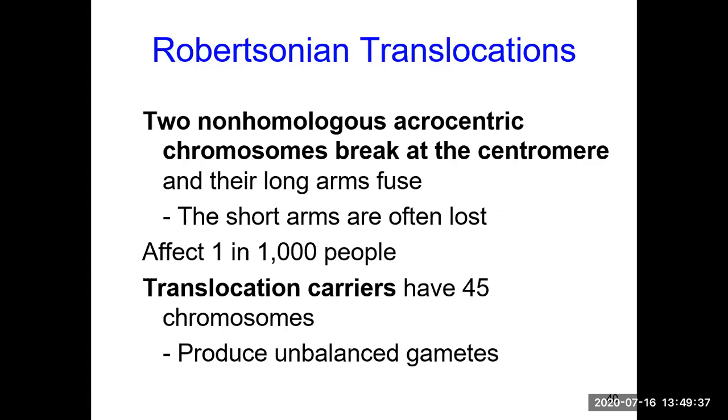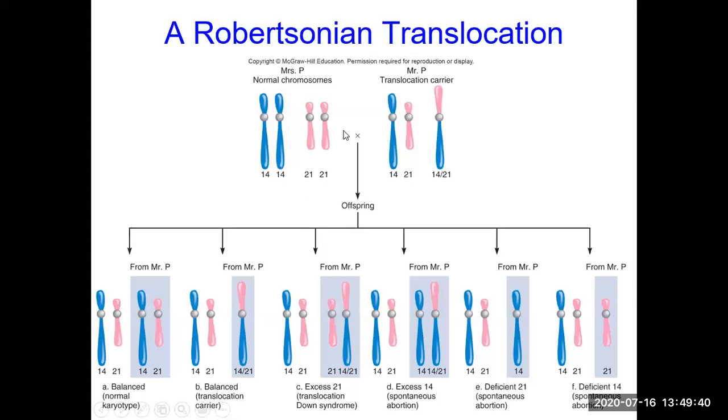If you can see here, a Robertsonian translocation, let's see here. So this is Mrs. P, and this is her chromosome number 14. You see 2 blue ones, a pair of chromosome 14 and a pair of chromosome 21. And this is Mr. P. Mr. P should also have 2 normal blue and 2 normal pink, but instead what you see here is this: 1 normal pink is here, 1 normal blue is here, and then for the other blue and pink, the small arms were gotten rid of, and the 2 long arms of a blue and a pink got attached to each other. This is a translocated chromosome.